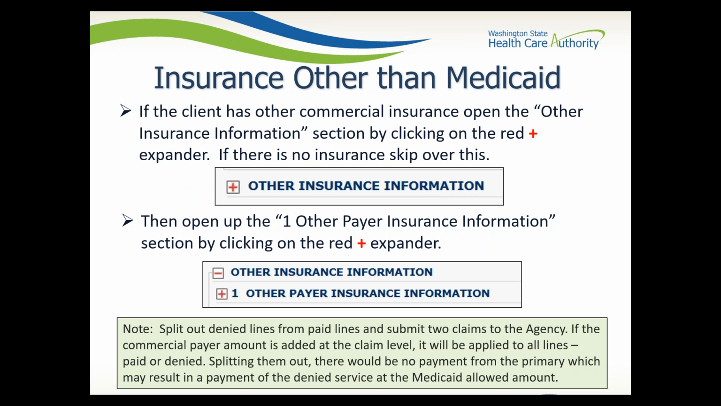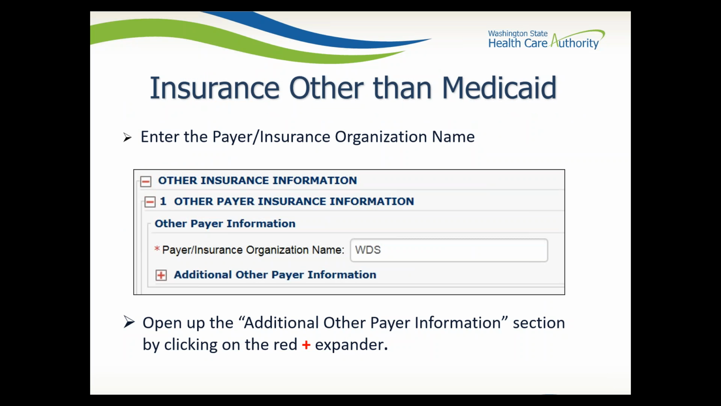If the Apple Health client has a commercial payer as their primary insurance for dental services, you will need to complete the Other Insurance Information fields by clicking the red plus sign to open this section. Click the very next plus sign for Other Payer Insurance Information. In the Payer Insurance Organization name, enter the commercial payer name. Once complete, expand the red plus sign for the additional Other Payer Information section.